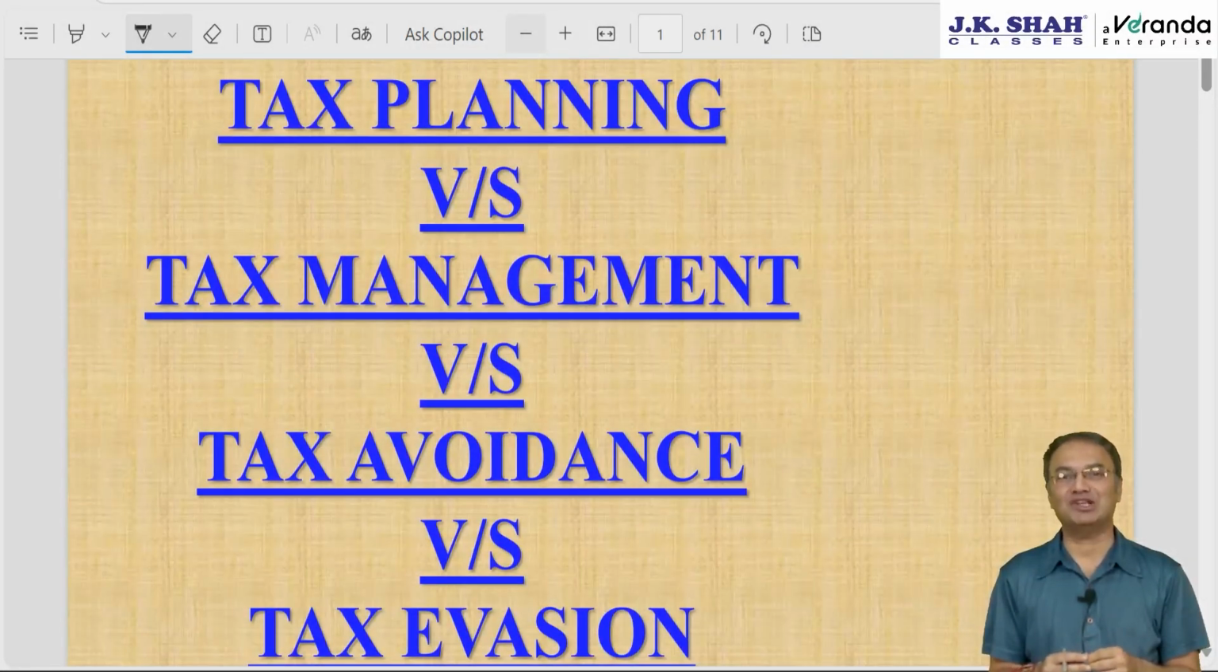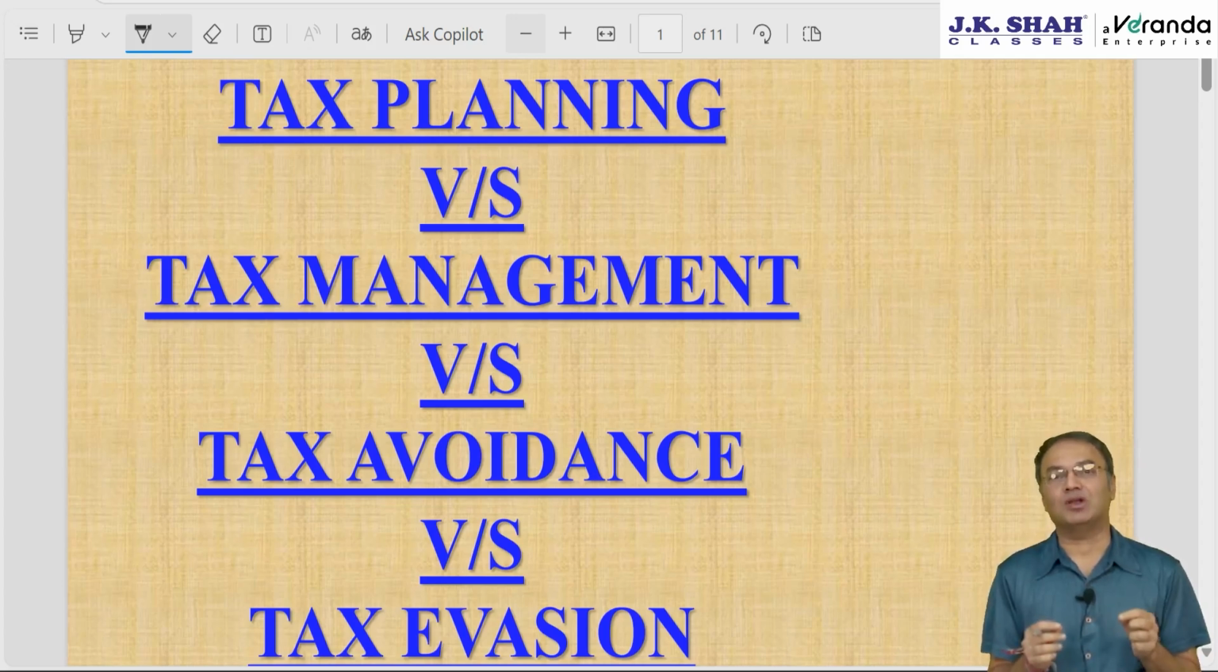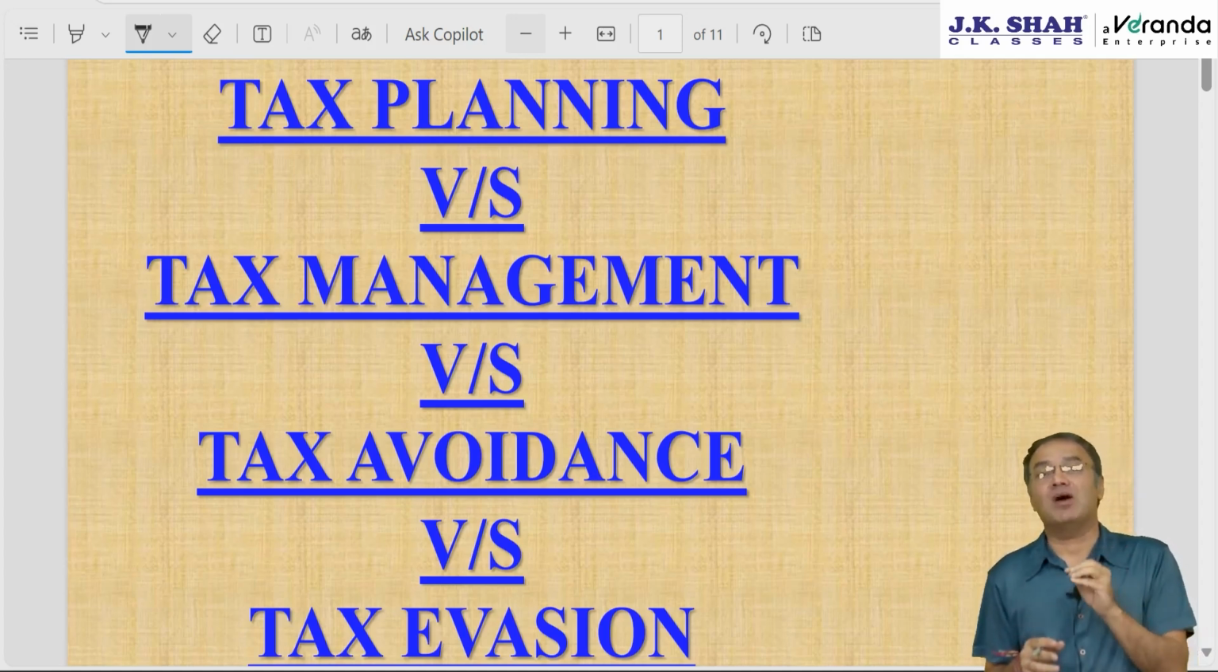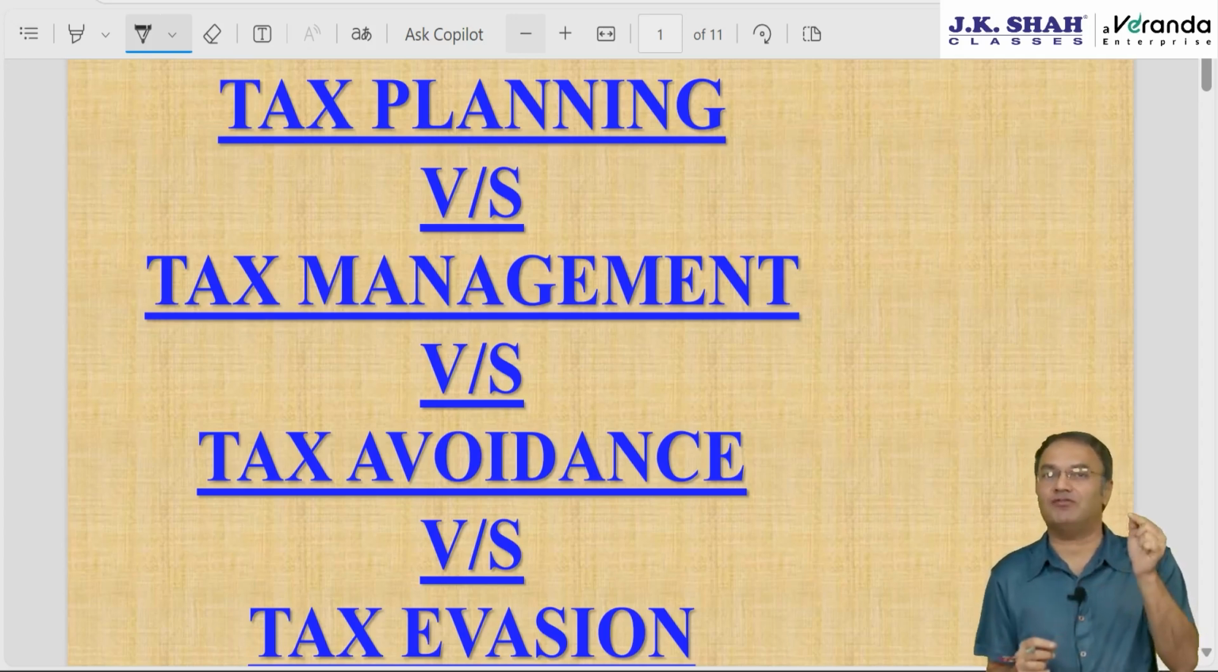Today we will be revising this small chapter called tax planning versus tax management versus tax avoidance versus tax evasion. This chapter comprises 4 small concepts. We need to understand the meaning of these 4 along with examples. Basically, there are 5 marks worth of questions asked by our institute on these points. Small questions which will have 5 points.